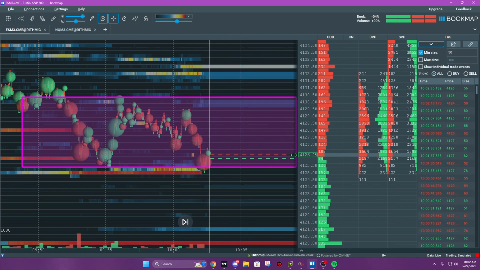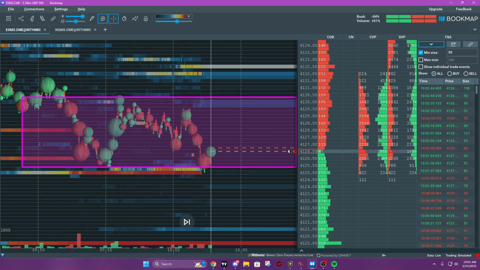Also absorption at 41.29.5 on that previous candle. Broke through that derived zone. No problem, really.